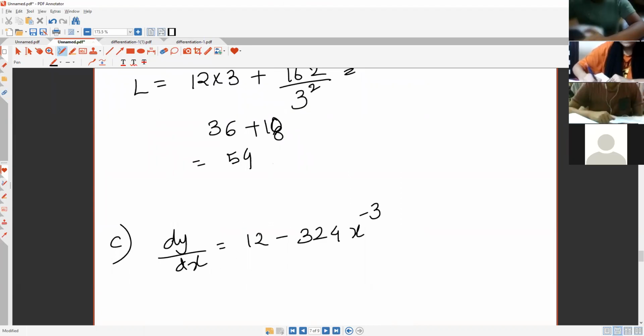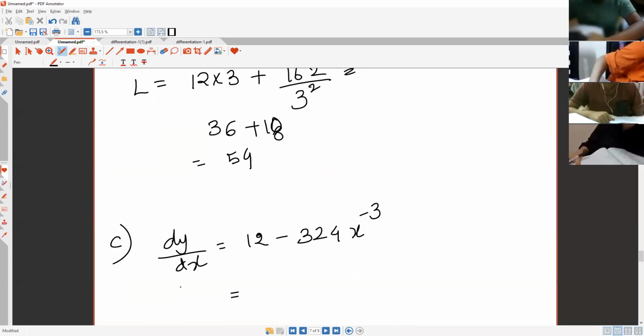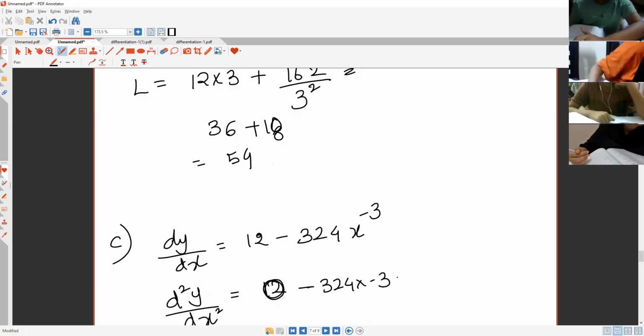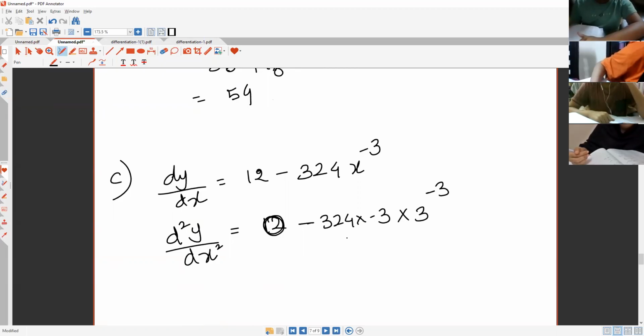Okay. So, now what do we have to do? You have to double differentiate it. d squared y divided by dx squared. So 12 becomes 0 on differentiation. Minus 324 into minus 3 into 3 raised to minus 3. Whatever, just put this in the calculator and you'll get your answer. I'm getting 36 as the answer.